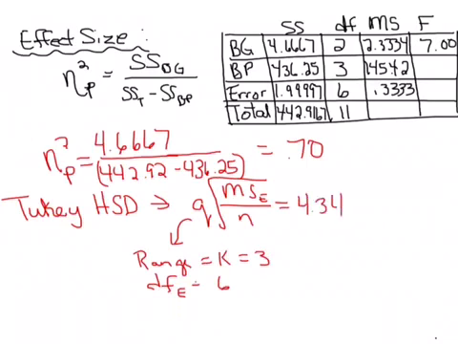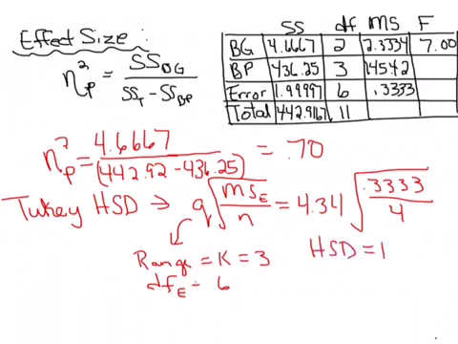That's that critical value. Then your mean square error is 0.3333 divided by 4. You're going to take the square root of that. So if you calculate that out, your HSD equals 1.253. That means the differences between your means needs to be 1.253 or greater.